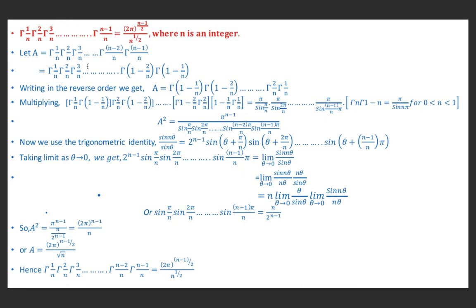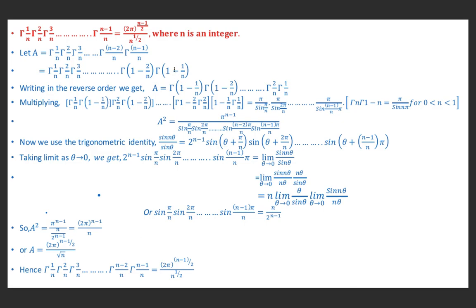Suppose we substitute this term to be equal to a, and we may write it as Γ(1/n) Γ(2/n) Γ(3/n)... This may be written as Γ(1 − 2/n) Γ(1 − 1/n) in reverse. If we write this formula in the reverse order, then also it will be a only. So a is equal to Γ(1 − 1/n) Γ(1 − 2/n) ... Γ(2/n) Γ(1/n). So I have written it in reverse order.